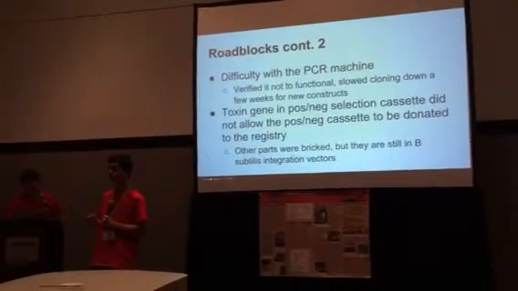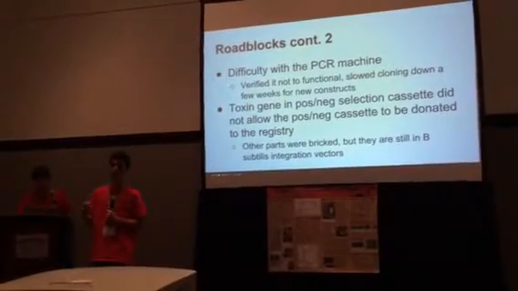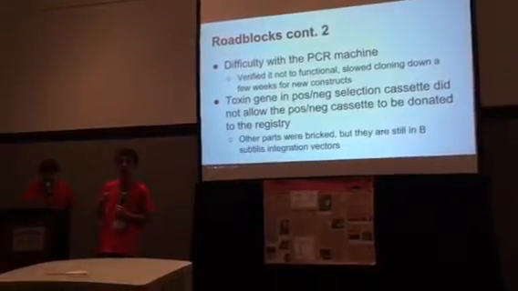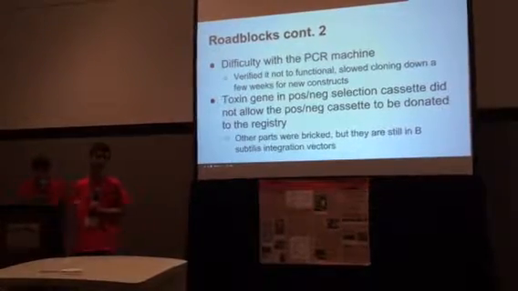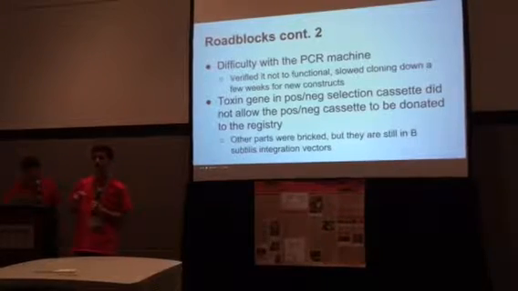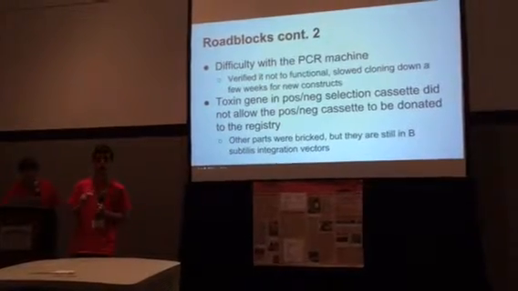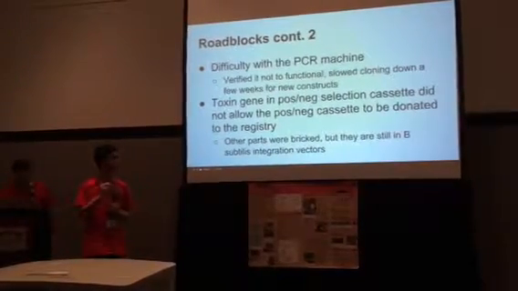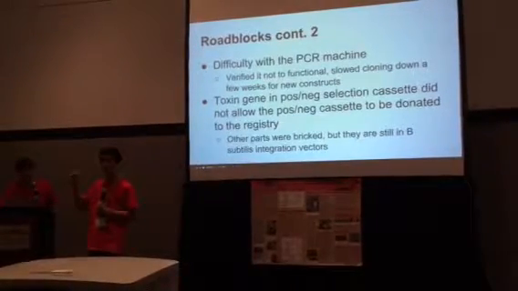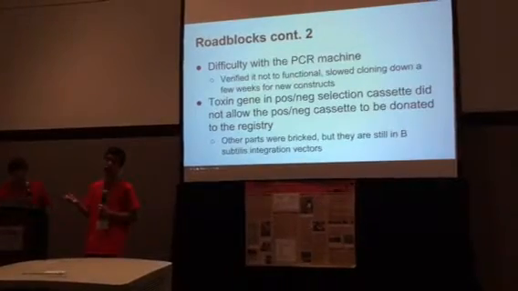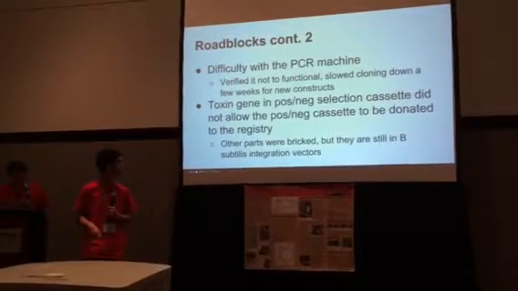And the main thing is we couldn't actually give our project to the parts registry without putting it in our own vector, because the positive and negative selection, the negative selector, is unstable in E. coli and will kill the cell. You have to have another gene, somewhere else on that plasmid, inside of the standard backbone for it to be able to replicate in E. coli.